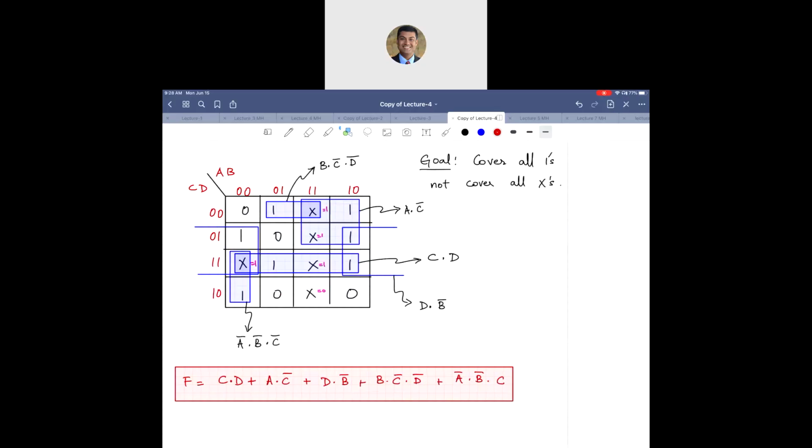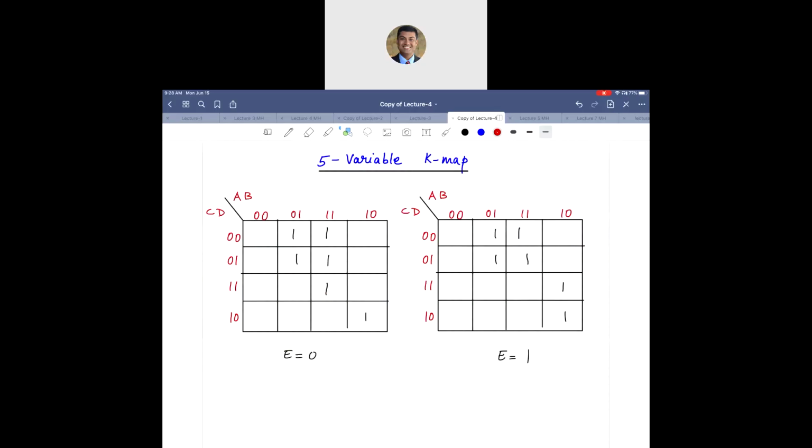All right. Let's move on to a 5 variable K-map. Now for a 5 variable K-map, you cannot put everything on one particular grid. So what you do is you introduce two 4 variable K-maps. That's your 5 variable K-map. So what you can do is this.